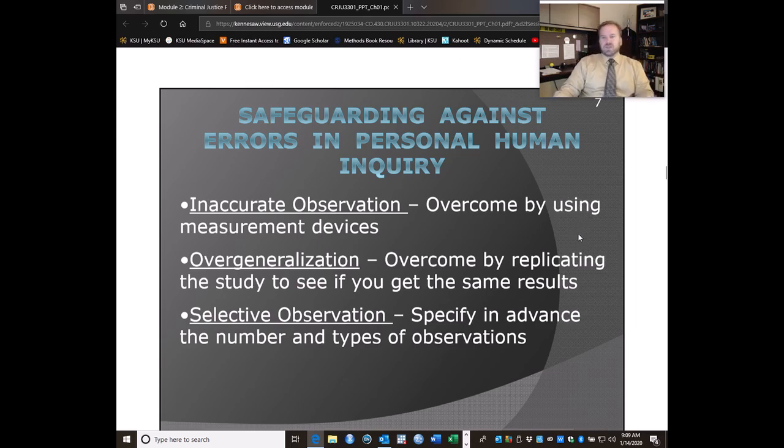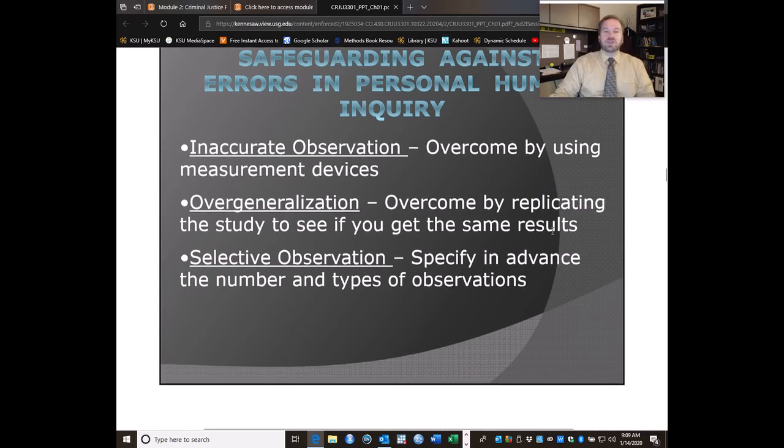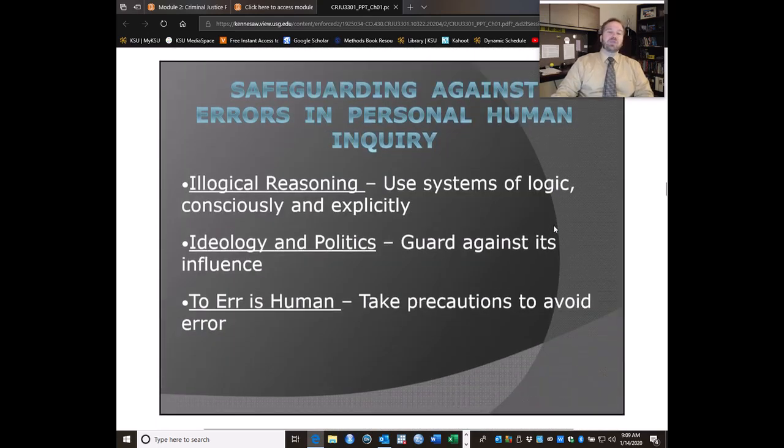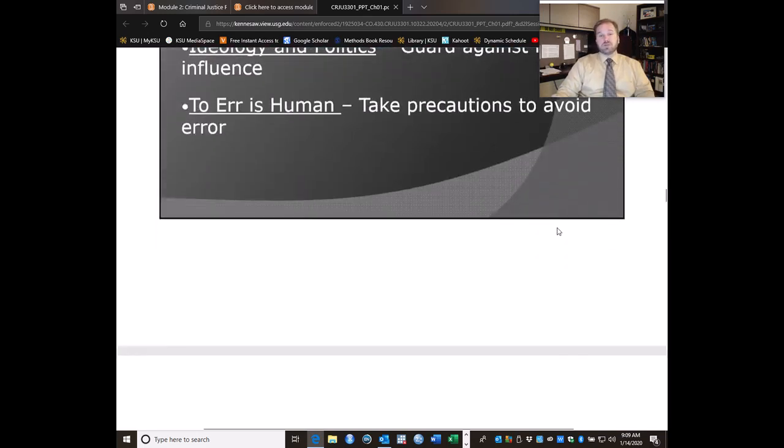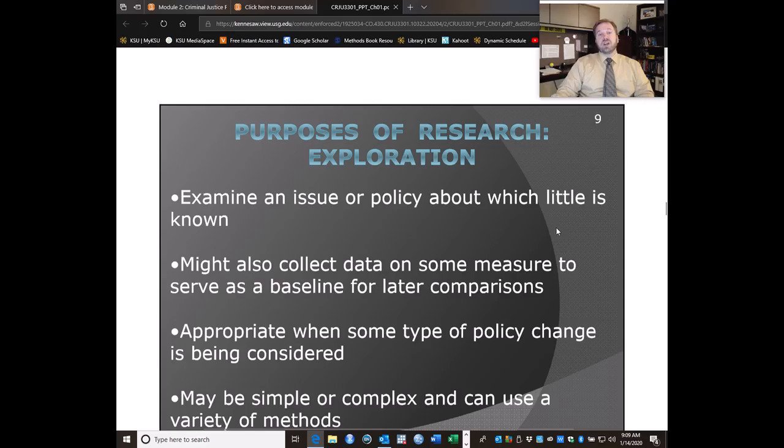And then selective observation, where you maybe go to one area and decide that you want to see people drinking and acting stupid, so you go to a bar that's frequented by a bunch of people that are drinking and acting stupid. Maybe you're at Taco Mac or something like that on Saturday night. Anyway, there's also illogical reasoning. Ideology and politics play into this to some extent. Humans do err. It does happen.